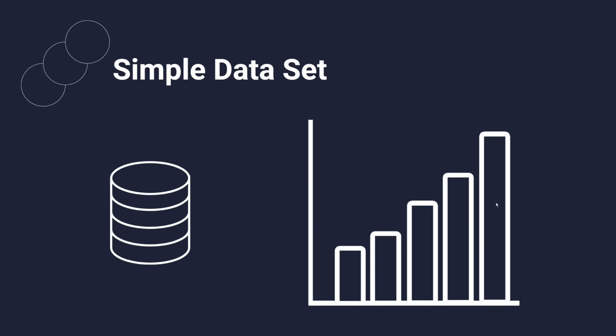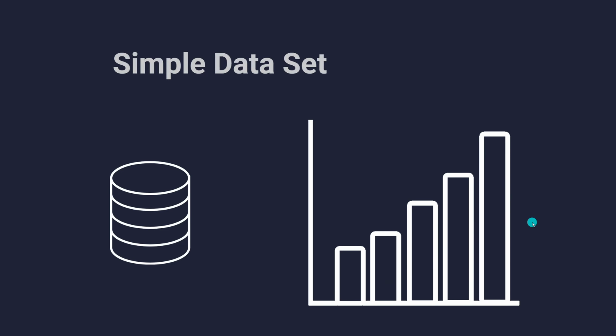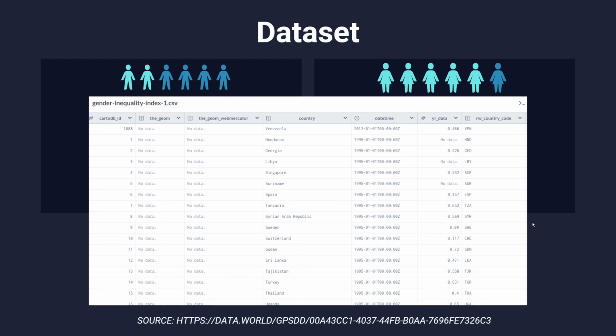Alright, so we do have a simple dataset we'll be working with today. And this is the dataset shown. Here are a few variables. You have the country here, this date time, your data. What all of this is is the gender inequality index. So this is the historical GII values based on these specific countries here.